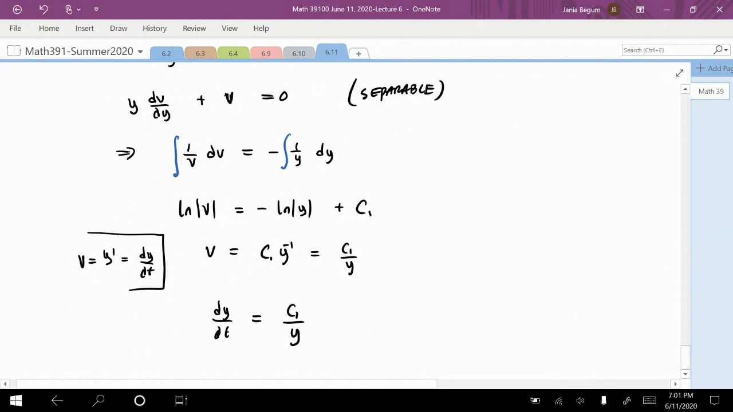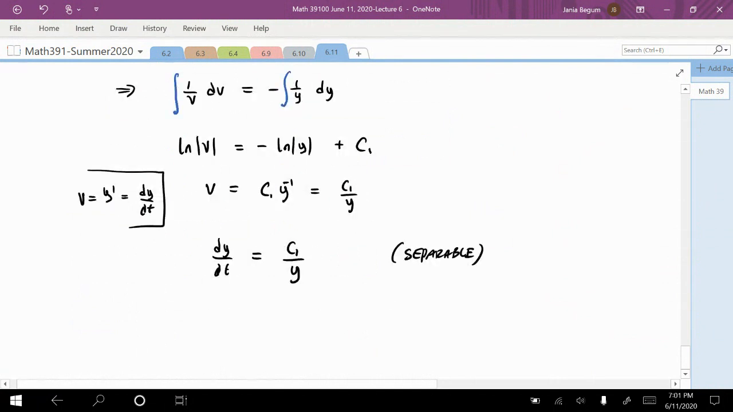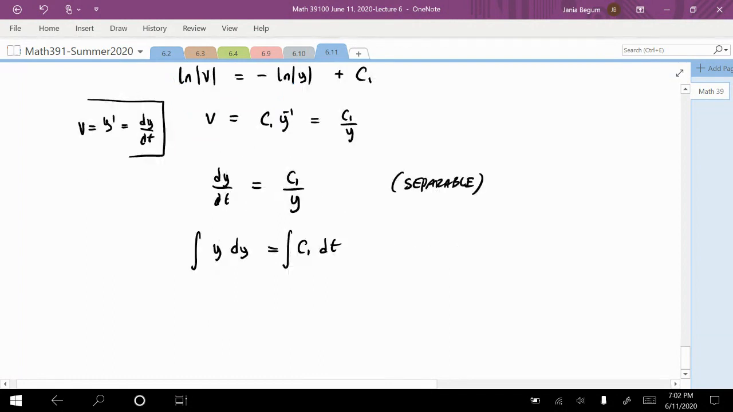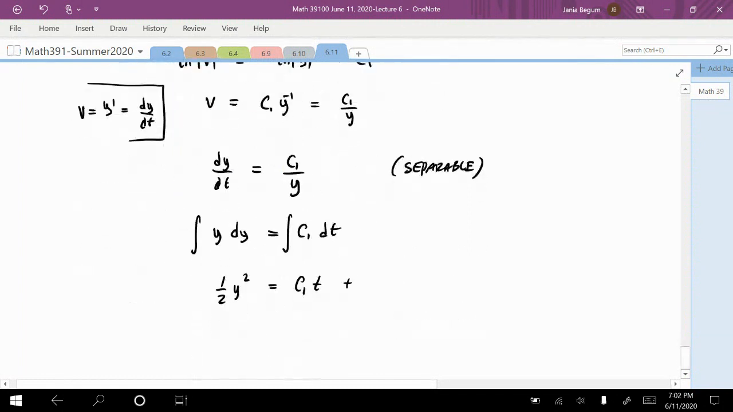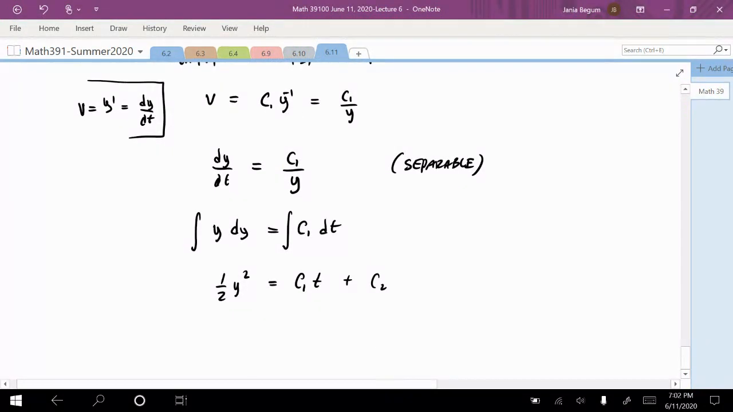Separable. Yes, this is separable. So we separate the variables: y dy is equal to c1 dt. And now we finally integrate both sides to find the solution. We have 1/2 y squared is equal to c1 t plus c2, since the independent variable is t.